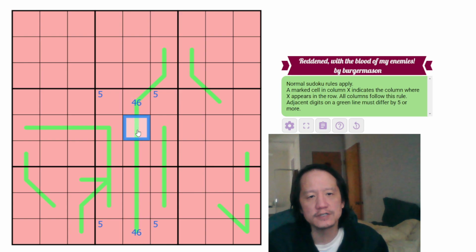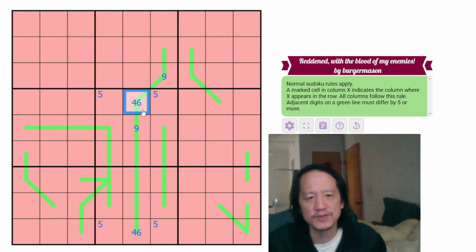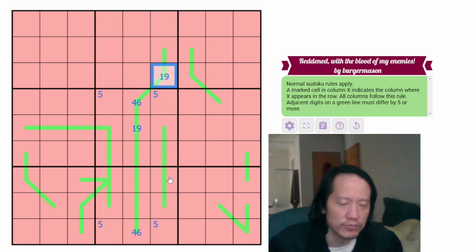Well, 4 and 6 can only be next to 1 and 9 on the German whisper line, right? 4 can only be next to 9 specifically. So if this is 4, this has to be 9. If this is 6, this has to be 1 on the German whisper line.